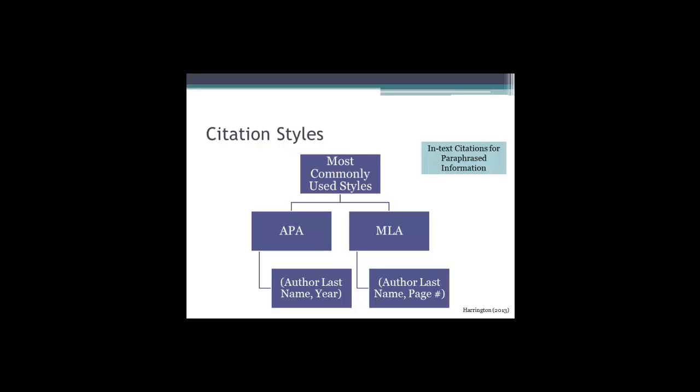But generally speaking, when you're using APA style, you're going to put the author's last name and the year that the publication was published. MLA, on the other hand, has the author's last name and the page number. Now, the page number will be included in APA if it's a direct quote. So as I said before, this is paraphrased information, not a direct quote. What you'll need to do is familiarize yourself with the different styles and make sure you're following the right protocols.